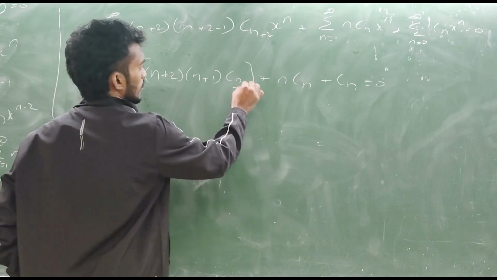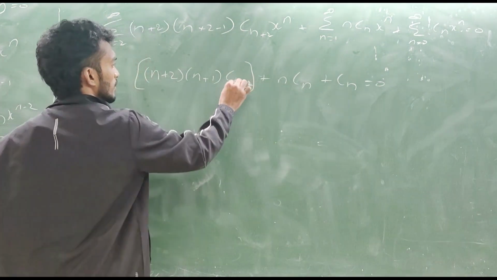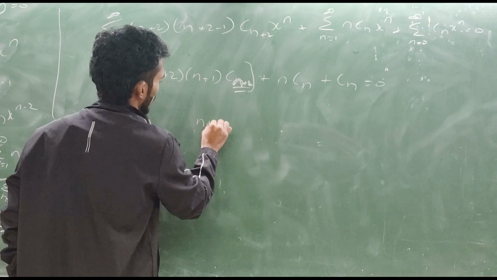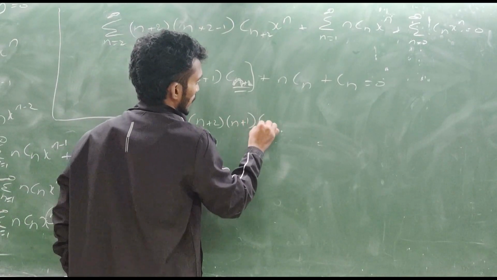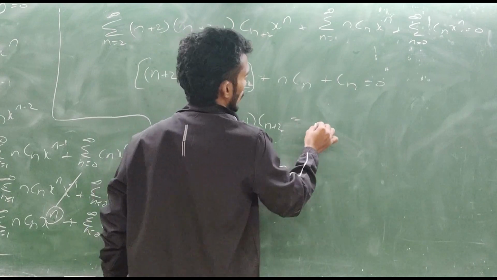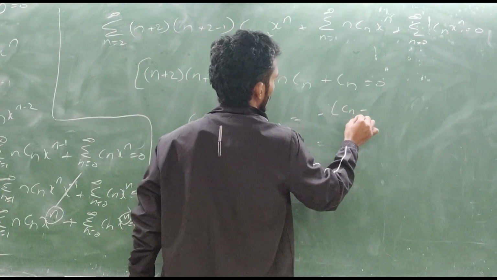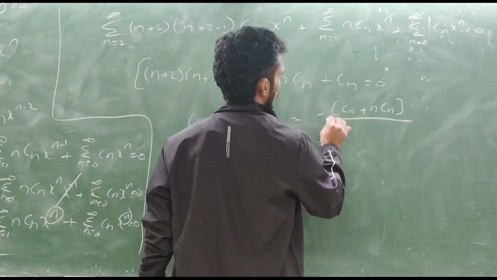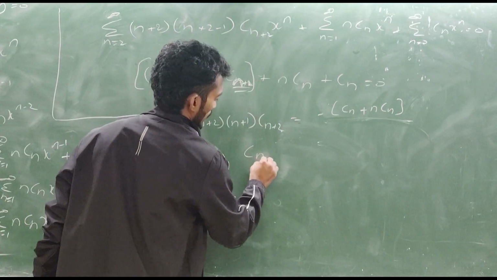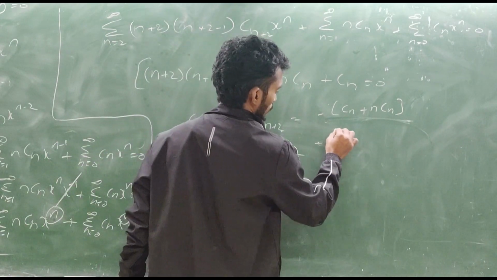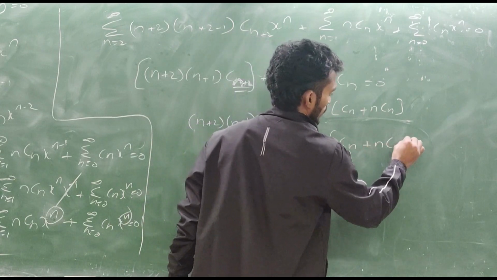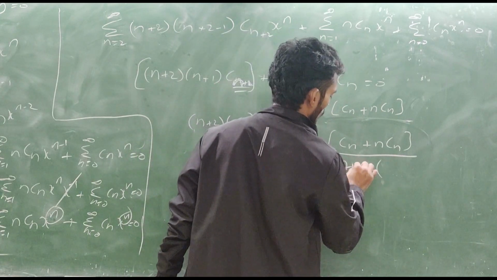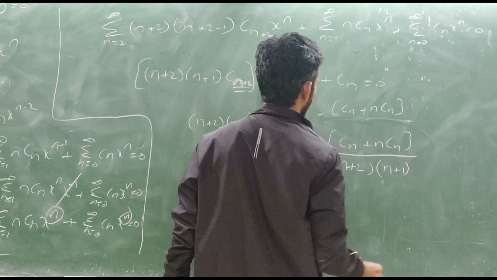So as Cn plus 2 is the highest, keep this on this side and bring all the terms to the other side. So what happened? N plus 2 into n plus 1 into Cn plus 2 equal to minus of Cn plus n into Cn. Next step, Cn plus 2 is equal to minus of Cn plus n into Cn whole divided by n plus 2 into n plus 1.